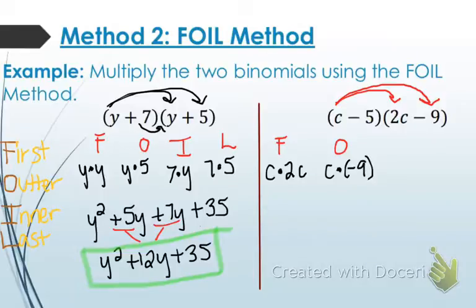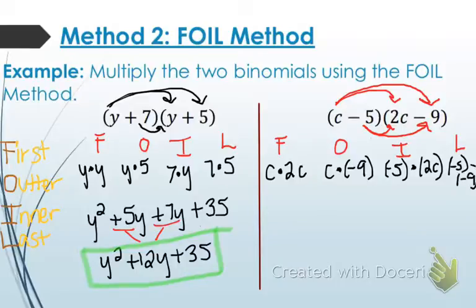Then we have I, the inner terms. This term times this inside term. So here we have negative 5 times 2c. Oh, I'm running out of space. And finally we have our last term, L. Negative 5 times negative 9. So I'm going to make it fit here. Negative 5 times the negative 9. Barely fit.